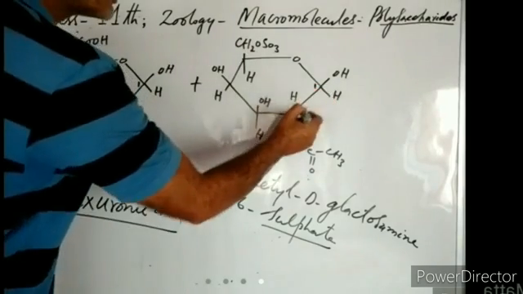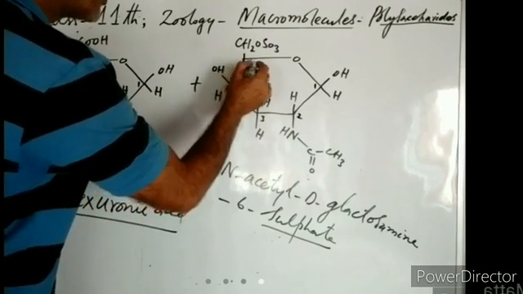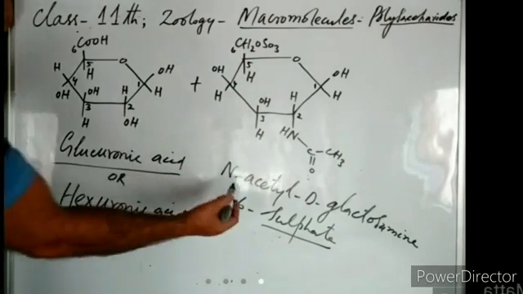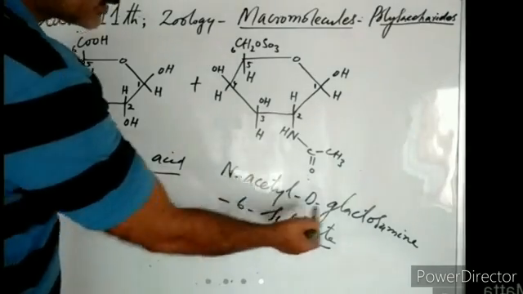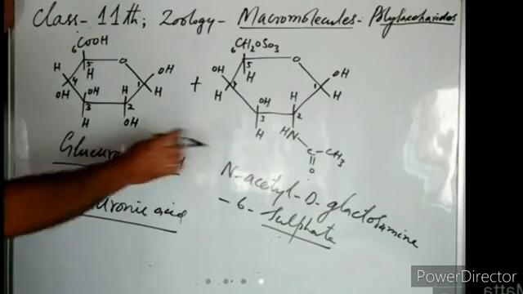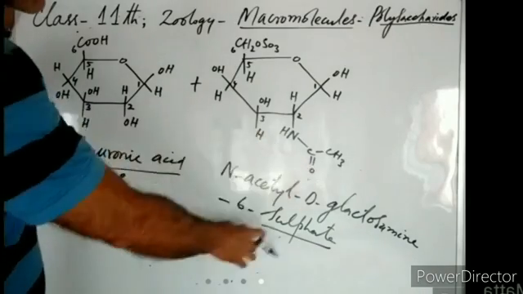This is carbon first, carbon second, carbon third, carbon 4, carbon 5, and carbon 6. So at carbon 6, it has a sulfate group, right? So we call this substance N-acetyl D-galactosamine 6-sulfate. This is a hexuronic acid. This is an N-acetyl hexosamine.